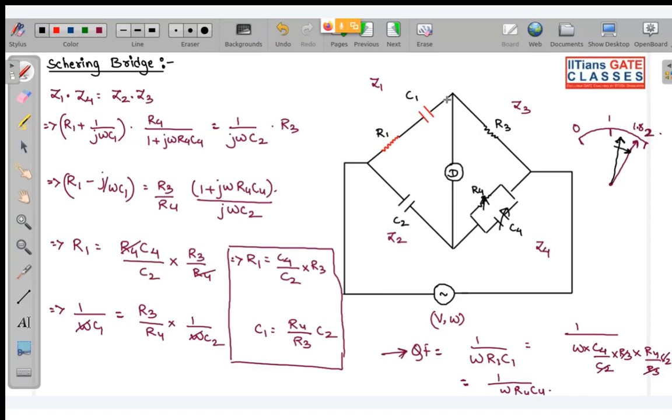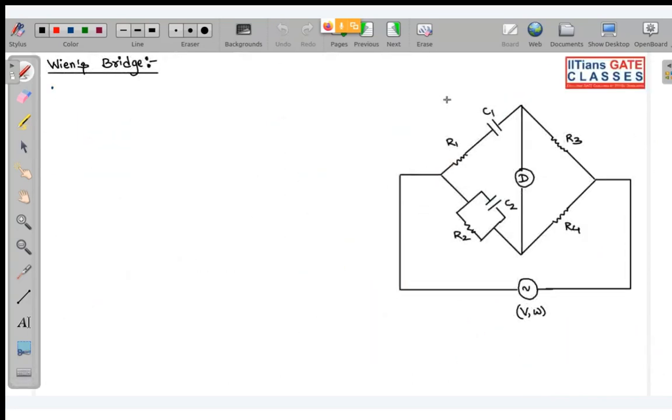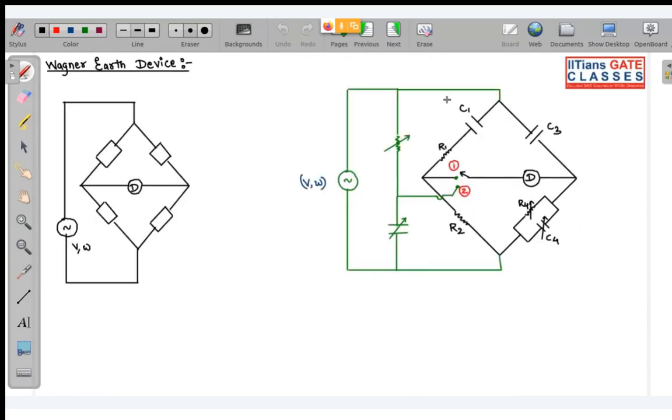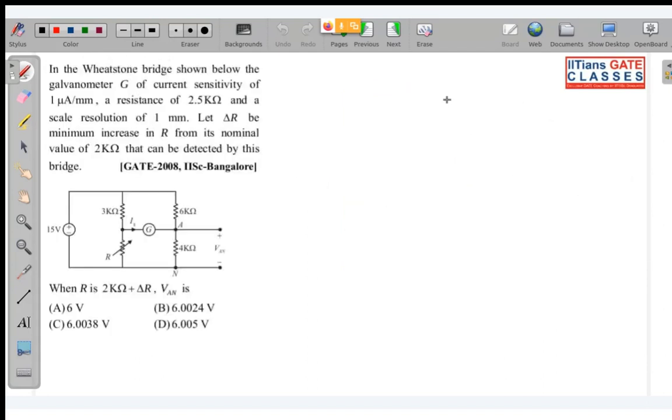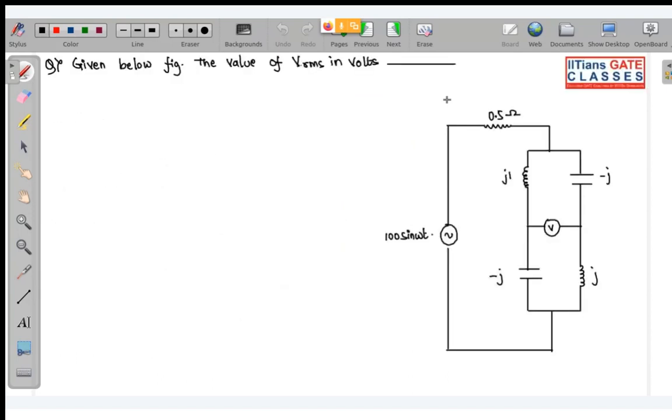Okay, sir, yes. Fine. So then we are left with just the Wagner device and the Wien's bridge. Wien's bridge is used for measurement of frequency. We are left with these two bridges. Wagner device is not in our syllabus, just one line is written. So we will just study the basics of the Wagner device, why it is used, and then we have some questions. So these questions you can now solve. I want you to solve all these questions.